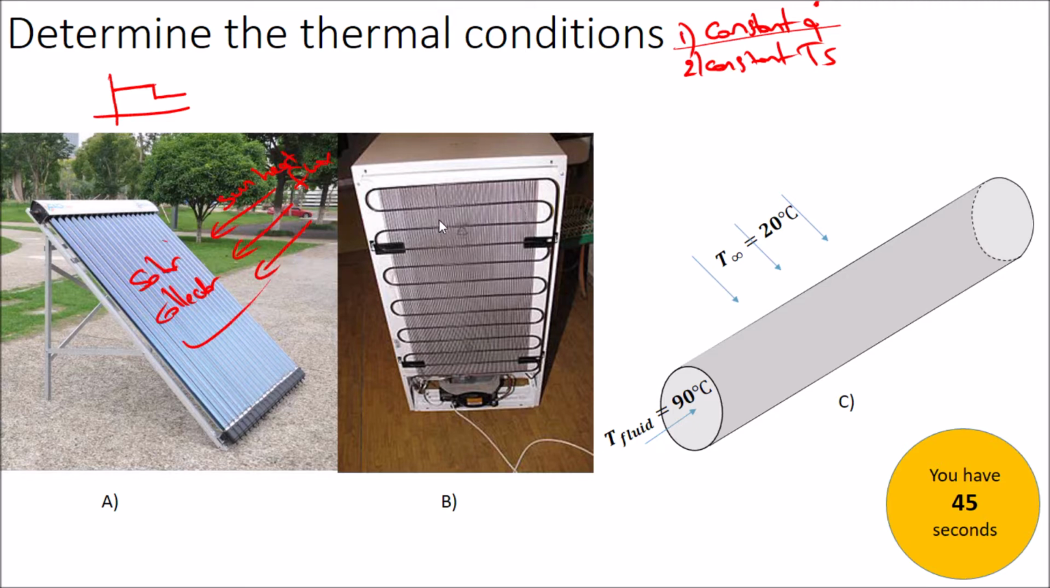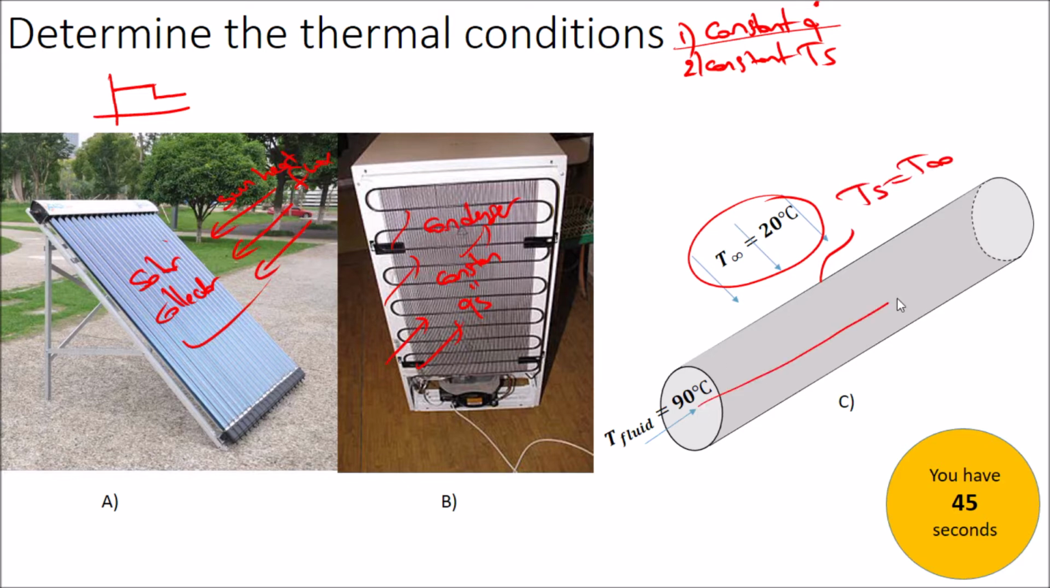This is also the condenser of the refrigerator, which is also constant heat flux because the room heat flux that falls on it is constant. The last case is the tube here, with hot fluid inside that tube and fluid that flows over it. If you assume that the temperature of the free stream is the same as the surface temperature, let's say Ts is the same as T infinity, but inside the tube you have a different temperature, then we can say this is constant surface temperature. This one is more rare, but this one is more common.